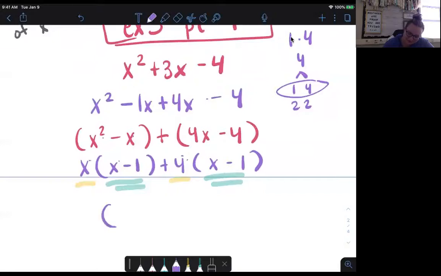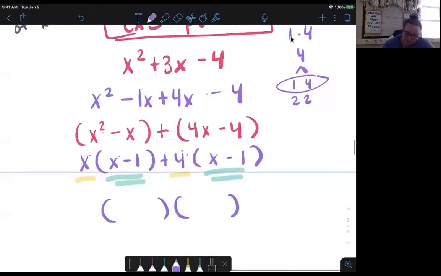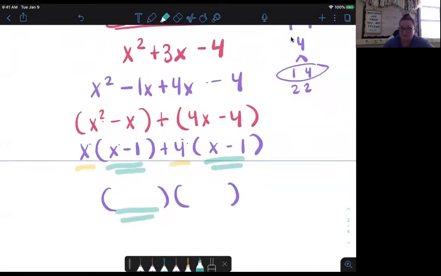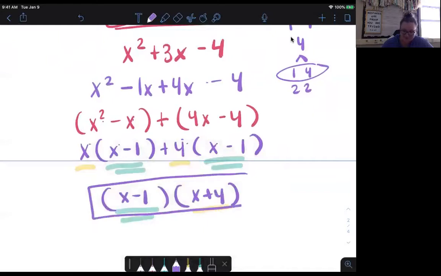Thankfully, x minus 1 matches x minus 1, and what's left is x and 4. So what's in common, what's in the parentheses, that's the same, goes in one factor, so x minus 1. And then what's left, the x and the 4, go in the other one. So x plus 4. And those are my factors. x minus 1 times x plus 4 is the factored form of x squared plus 3x minus 4.